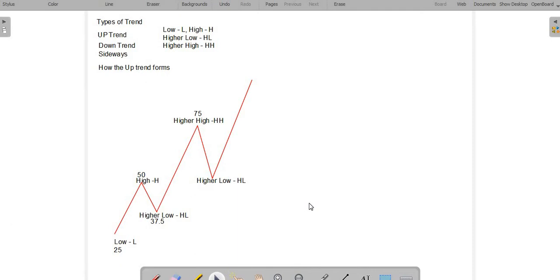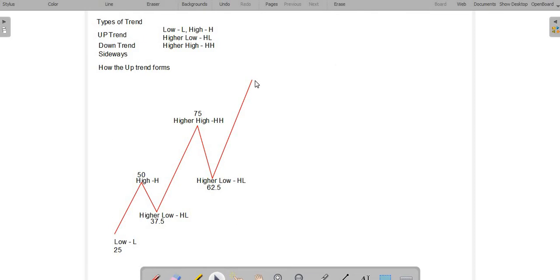I'll give 62.5. So this is a higher low. Why is it a higher low? What's the reason high? It's 75, and 65 is the low of the reason high, 75. So that's why we call it a higher low.